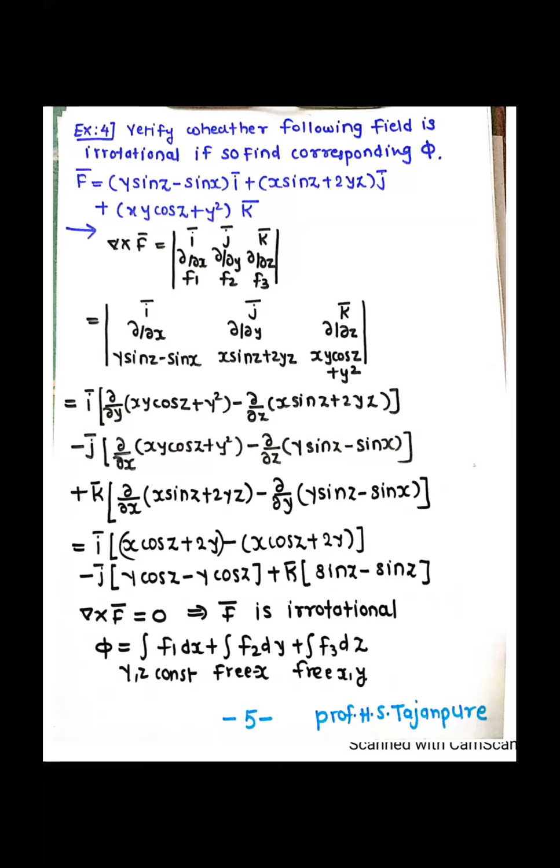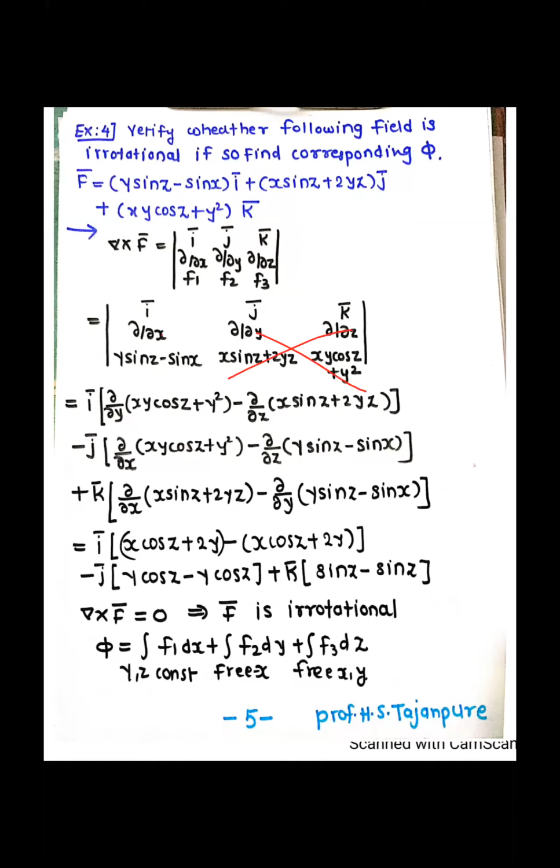So see, with respect to x, yes, it's very simple. Del by del y of this minus del by del z of this. So with respect to y, the derivative of this term will be x cos z, and this y square will be 2y. So x cos z plus 2y. When you differentiate this underlined term with respect to z, x sin z will be x cos z, because we are differentiating with respect to z. Now here 2yz is there, so this z will be 1. So the remainder is 2y.